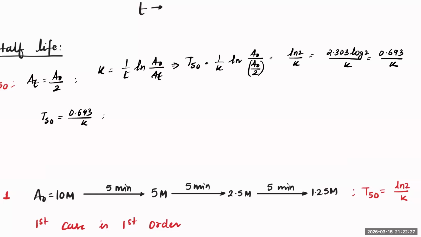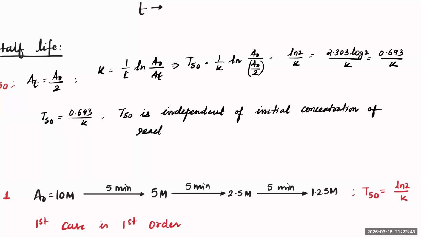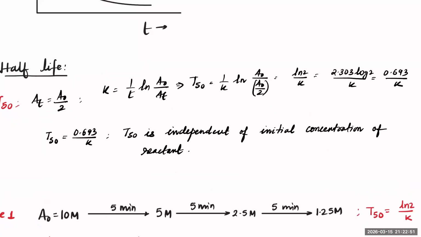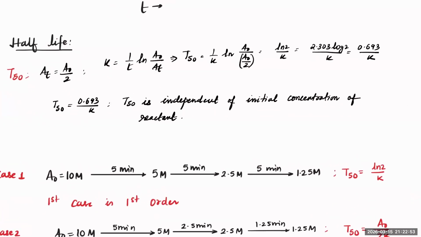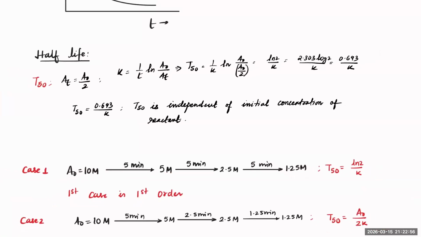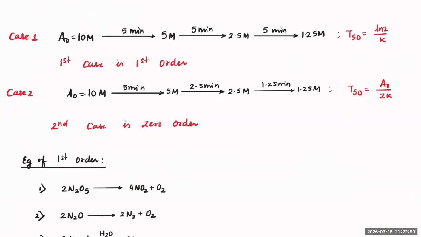Okay. So you notice one thing, T50 is independent of initial concentration of reactant. Got it? So that's the important part here, that half-life is independent of initial concentration. Now notice, generally, if there is any case given, just by seeing the value of their concentration, we can know what type of kinetics it is.